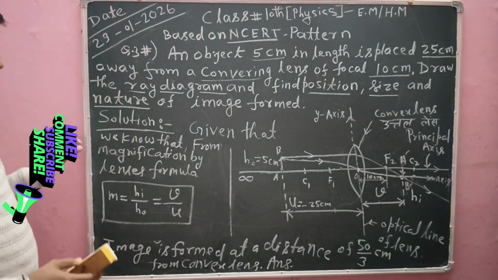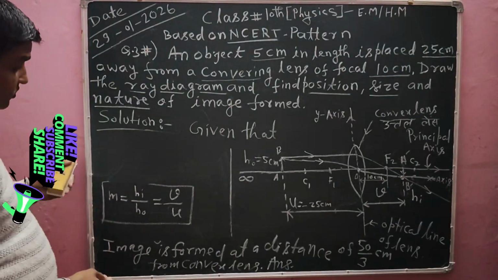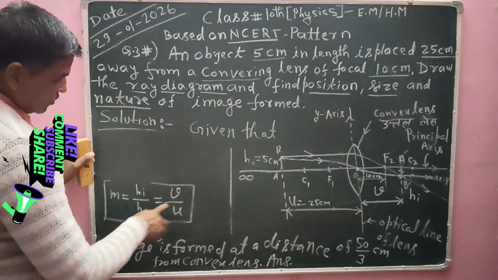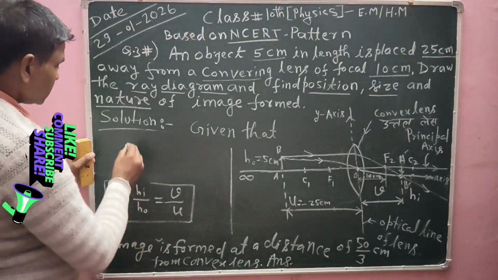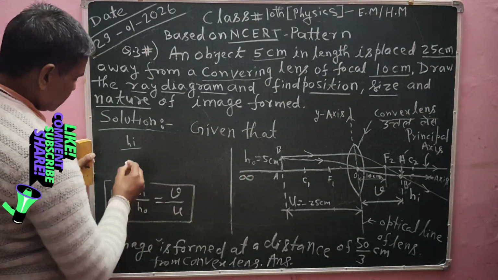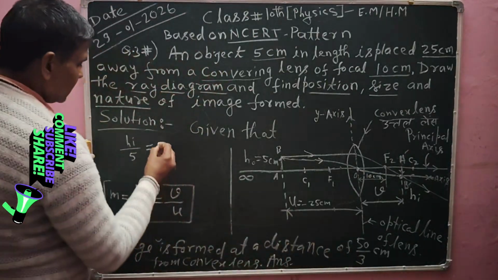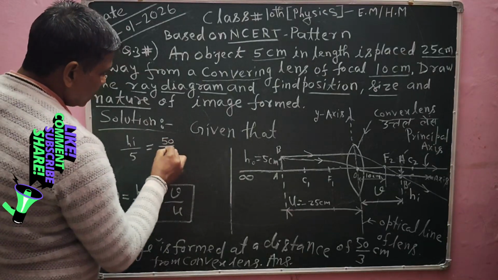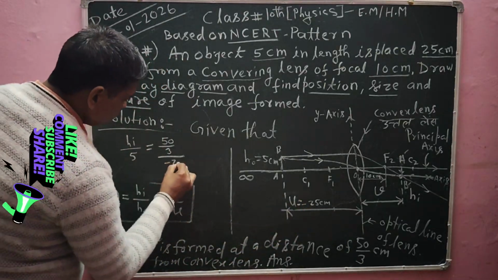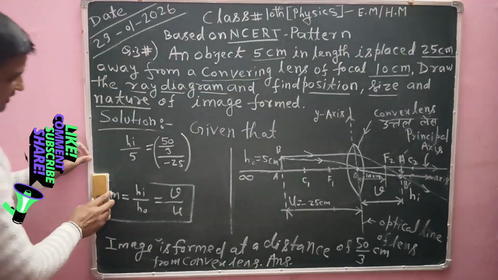Now further I am going to remove the above information and then I will utilize this formula and we will get the value of hi. So in this formula I will substitute the values of ho, v and u. Here I am writing hi divided by ho. The value of ho, that is height of the object, is 5 centimeter, which is equal to the value of v, that I have got here, 50 divided by 3. Now the value of u that is available in the diagram is minus 25 centimeter.